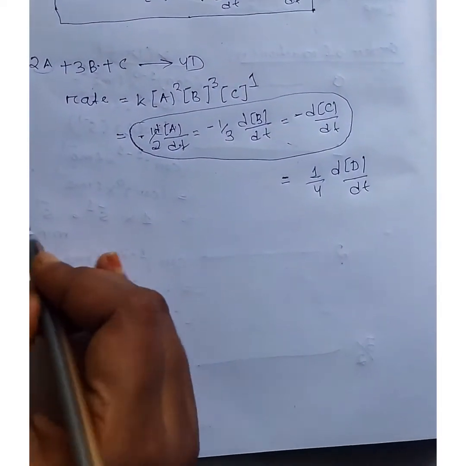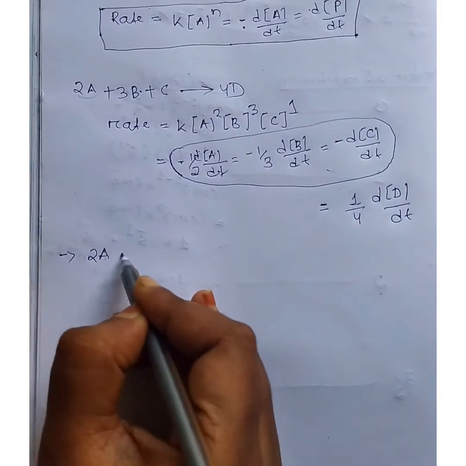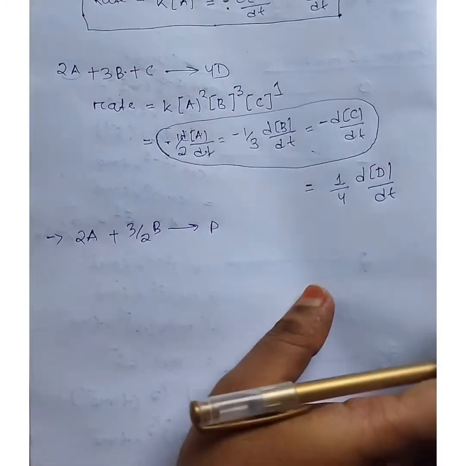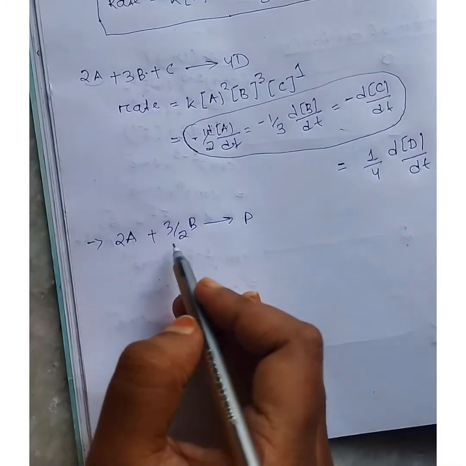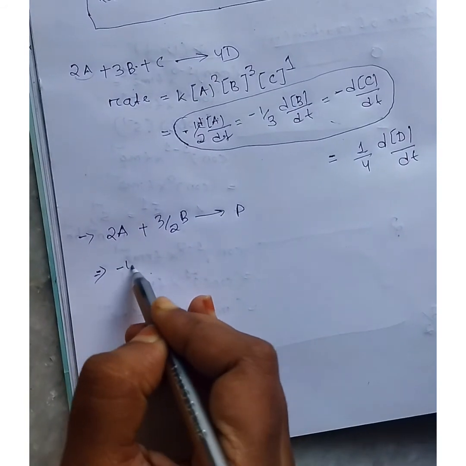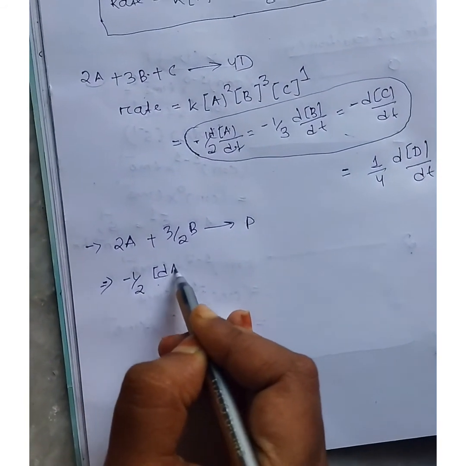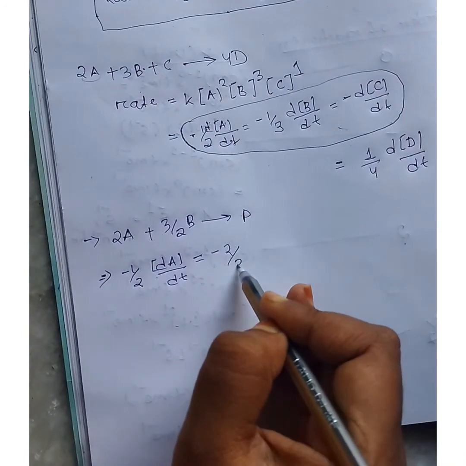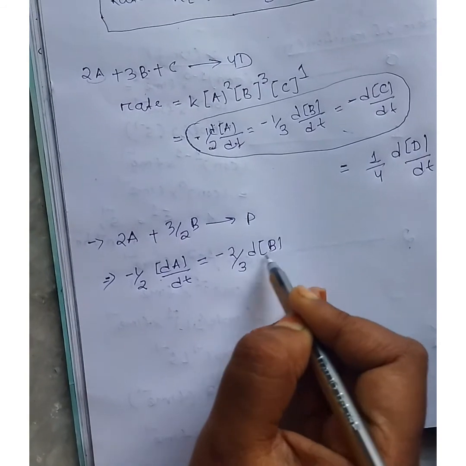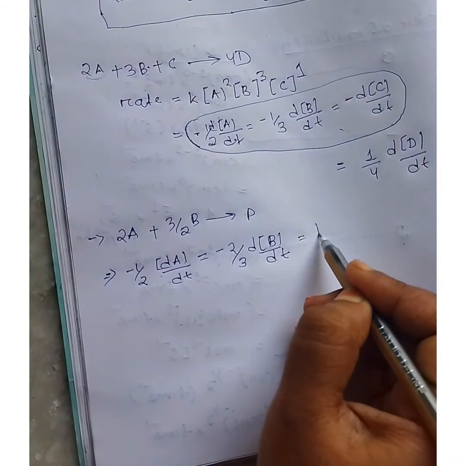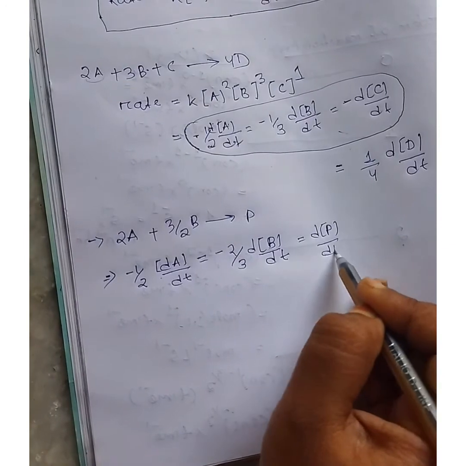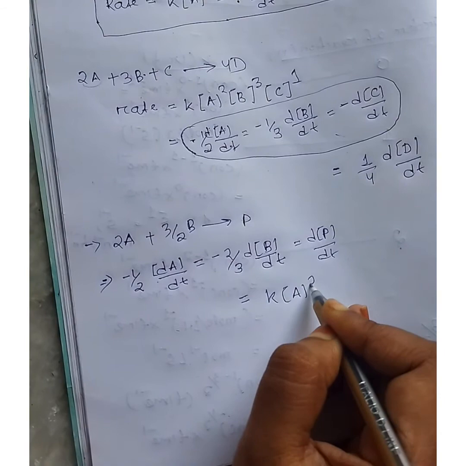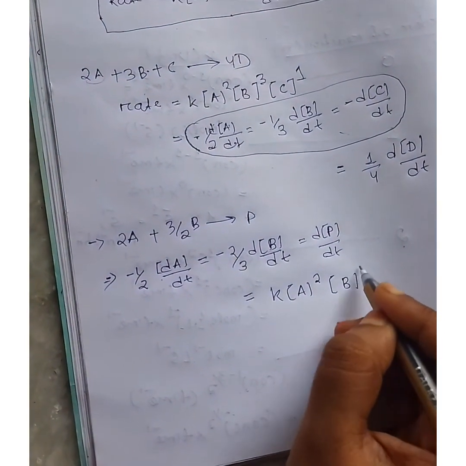Then let's take another example, that 2A plus 3 by 2 B gives rise to P. Then how can we write the rate law expression? That is minus half dA by dt is equal to minus 2 by 3 dB by dt is equal to dP by dt. And in terms of rate constant, k into A to the power 2 and B to the power 3 by 2.